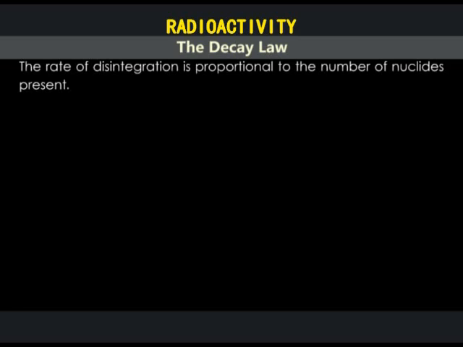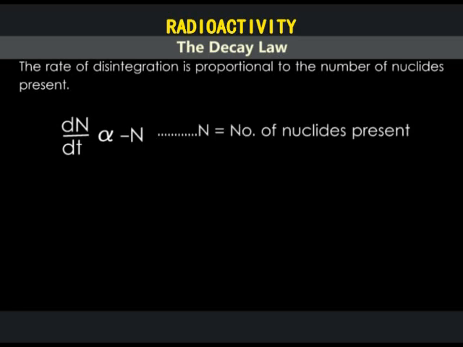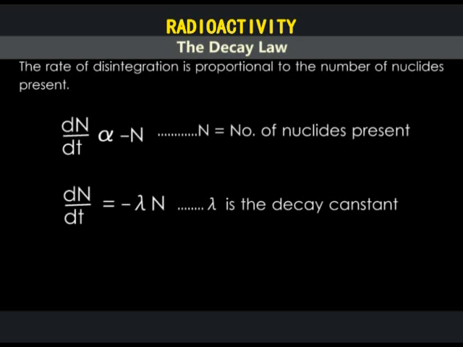This can be represented as dN/dt is proportional to negative N, where N is the number of nuclides present at a given time. It follows that dN/dt is equal to negative lambda N, where lambda is a constant known as the decay constant. The negative sign is used to show that the number N decreases as time increases. dN/dt is referred to as the activity of the sample.